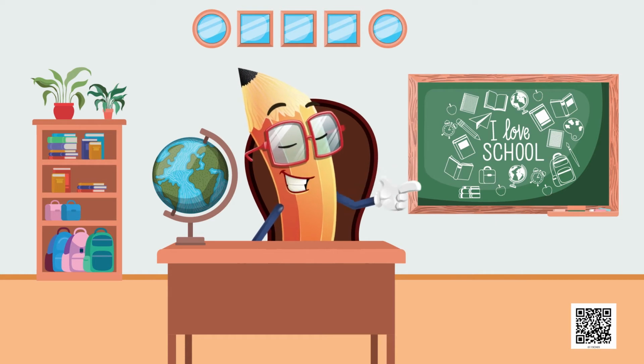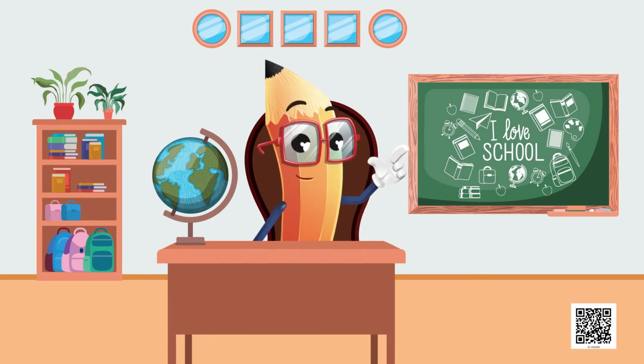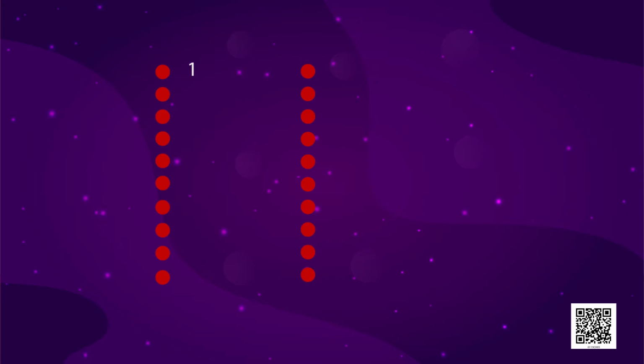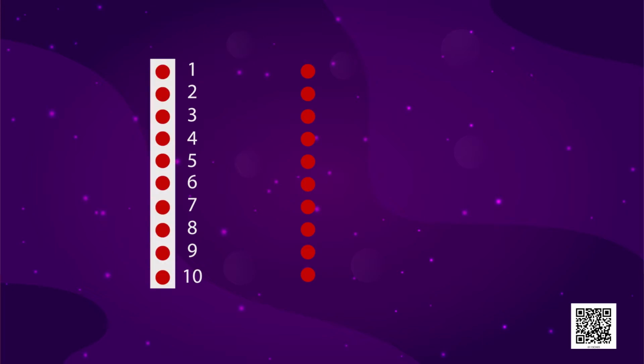Okay, children. Now tell me how many dots are there? 1, 2, 3, 4, 5, 6, 7, 8, 9, 10. Good. This is a strip of dots. A strip of 10 dots. We will call it a 10.